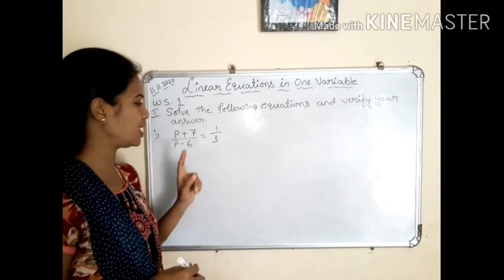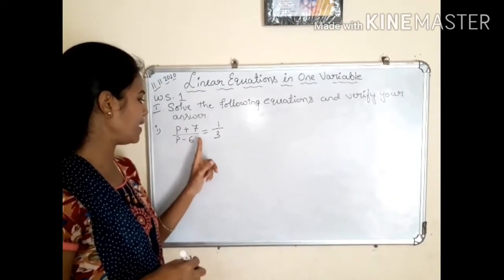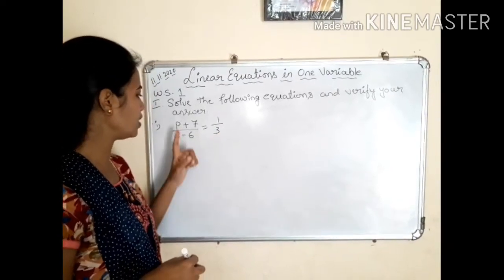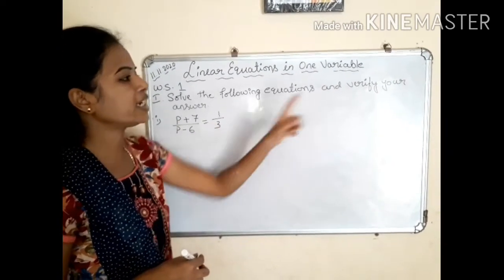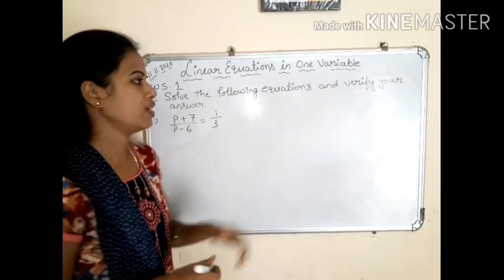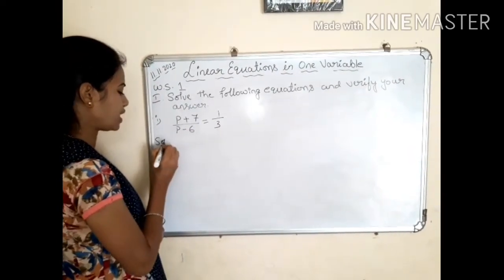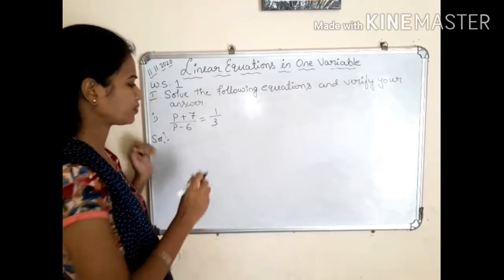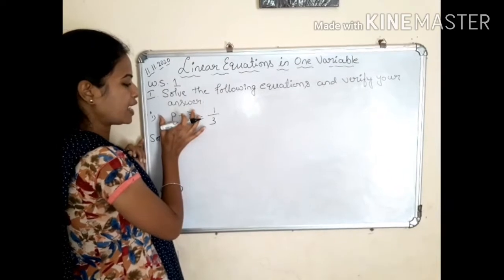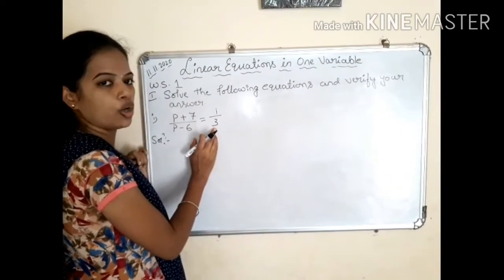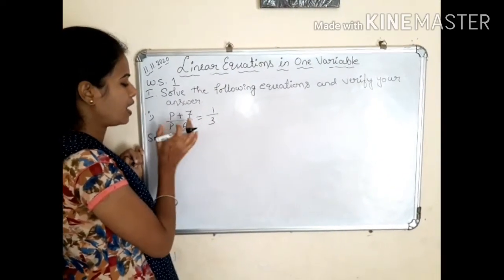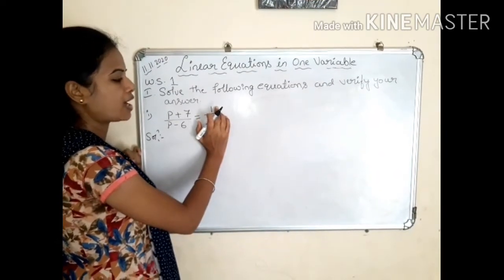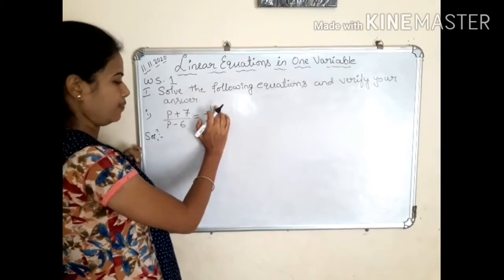Under that, first question: (p + 7)/(p - 6) = 1/3. Here you have to solve the equation, find the p value, and later verify the answer. First step, go for cross multiplication. In the cross multiplication, the LHS numerator multiplies with the RHS denominator, and the LHS denominator multiplies with the RHS numerator.